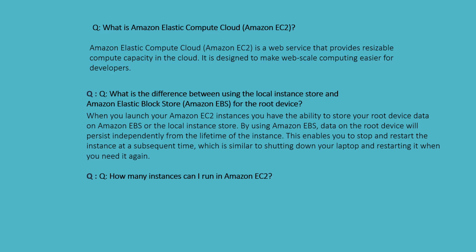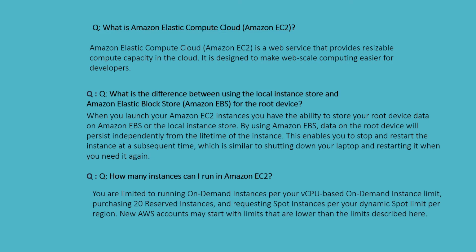How many instances can I run on Amazon EC2? You are limited to running On-Demand instances per your vCPU-based On-Demand instance limit, purchasing 20 Reserved Instances, and requesting Spot Instances per your dynamic Spot limits per region. New AWS accounts may start with limits that are lower than the limits described here.